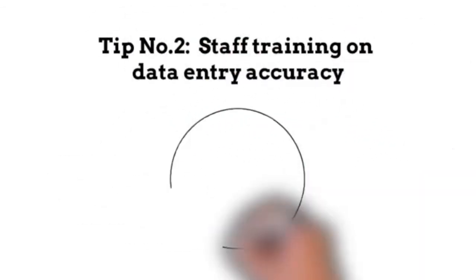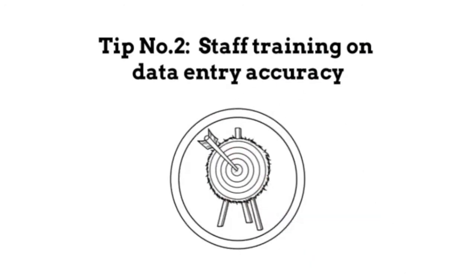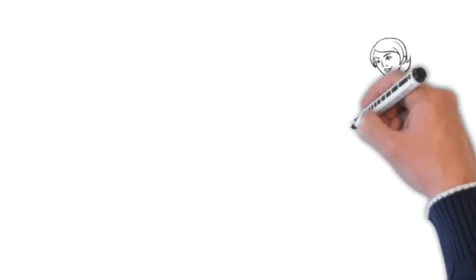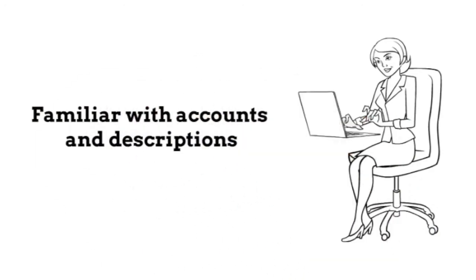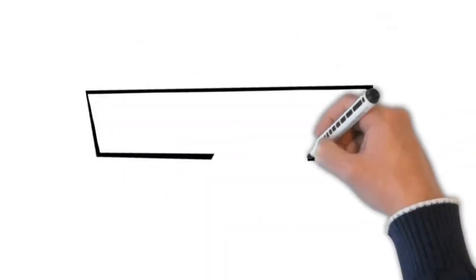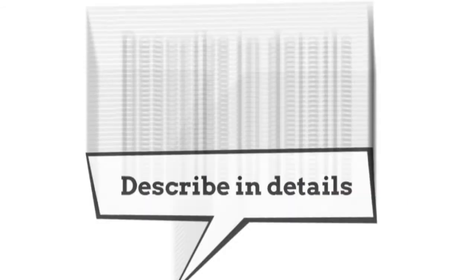Tip number 2. Staff training on data entry accuracy. Ensure that staff who enter expenses into your accounting system are familiar with your accounts and their descriptions. Take the time to describe your method in detail. Use this option if the program in question offers employee training.